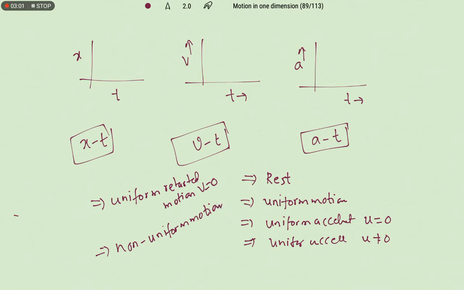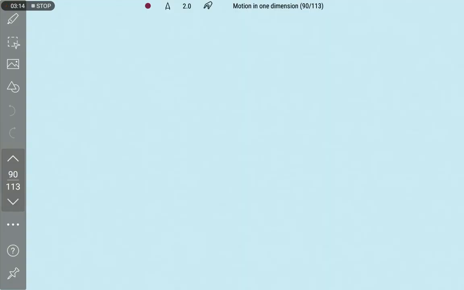We also have another type, that is non-uniform motion. For these types of motion, we are going to plot the graph between position and time, velocity and time, as well as acceleration and time. First, take the state of an object as rest.